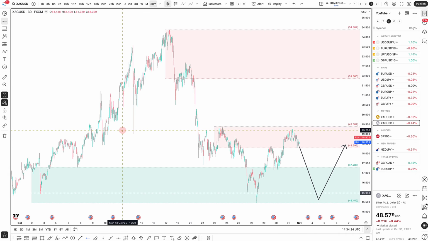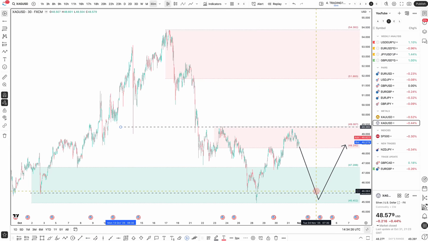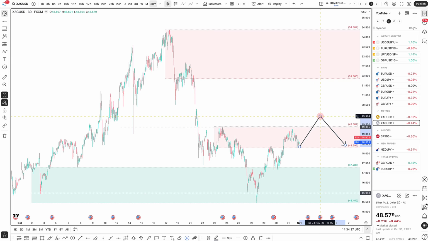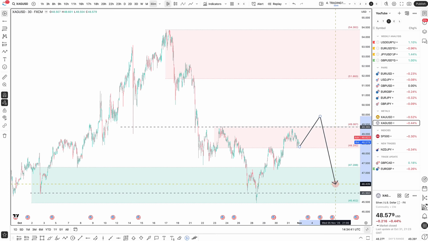You also have a stop hunt level around these highs here, so if you do get a stop hunt above that area and you want to be short on silver and buy the dollar, let's say for example the Fed come out and they're really hawkish and the market starts to price out rate cuts, then I think that's going to be a very nice level as well to look for some short trades.